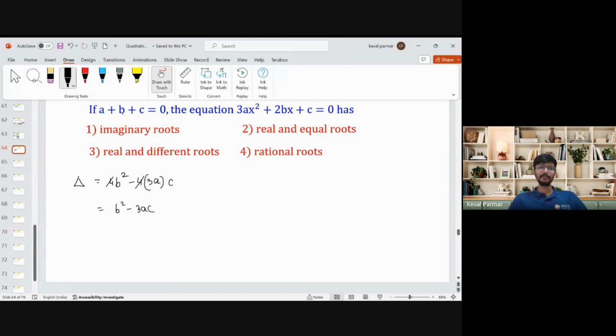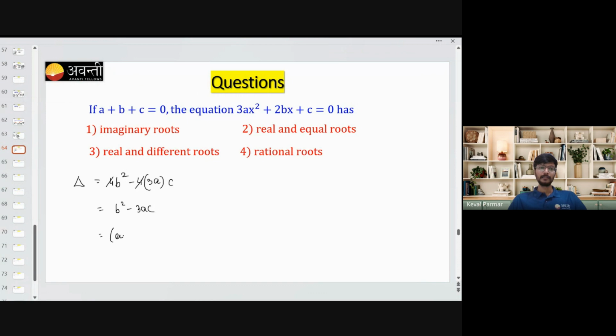So let's see, A plus B plus C equals to 0. So I can write B ki jagah pe minus A minus C. But since it's square, A plus C the whole square, the minus sign will get squared. So it is A square plus 2AC plus C square minus 3AC. So what do we have here? A square plus AC plus C square.